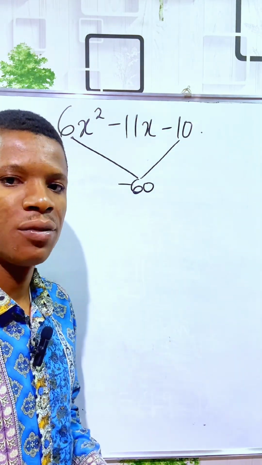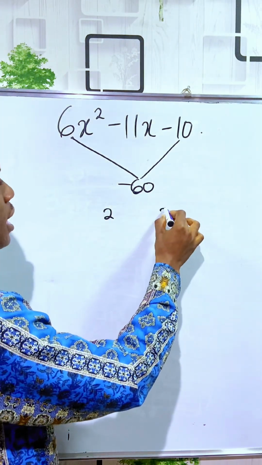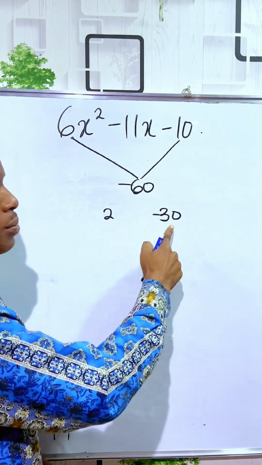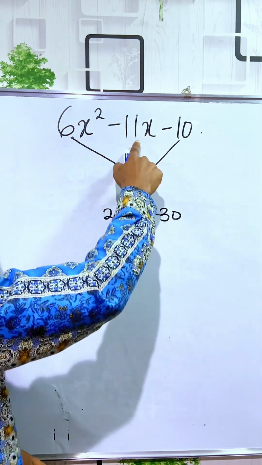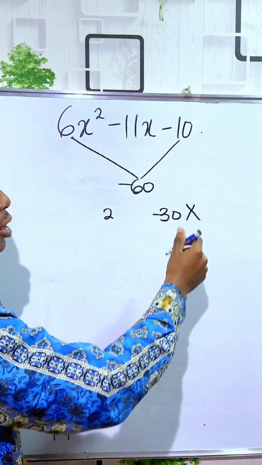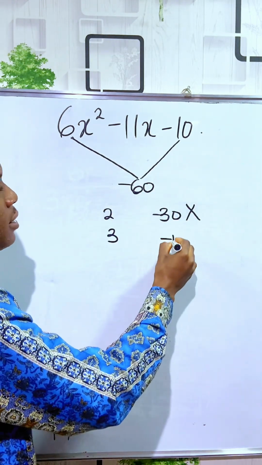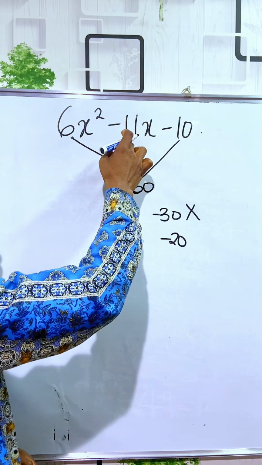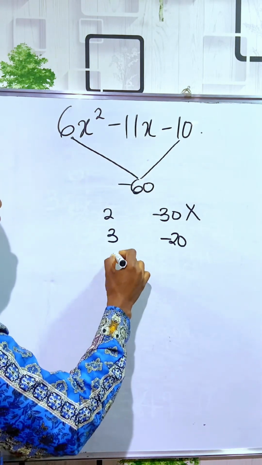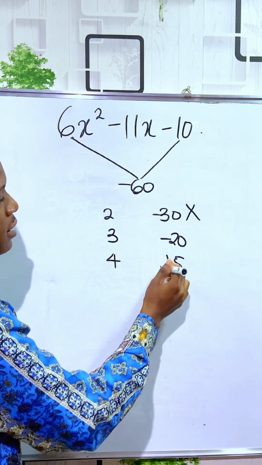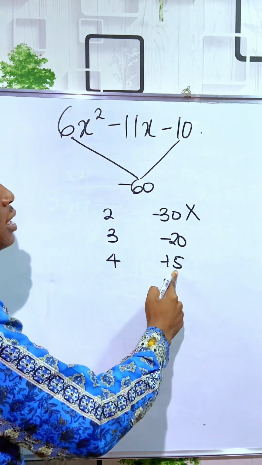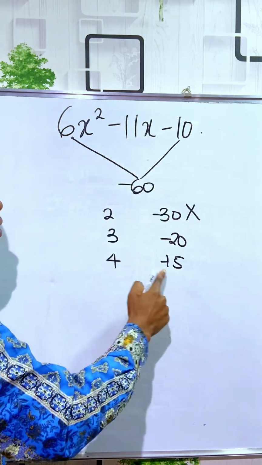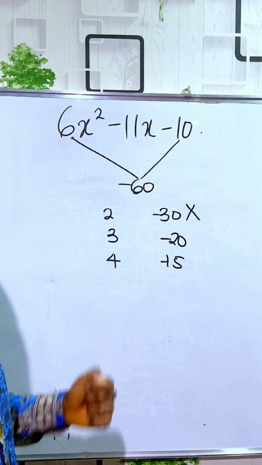Let me list out a few of the factors. You have 2 and 30, which multiply to give 60. 2 and minus 30 multiply to give minus 60, but the two of them don't sum to give minus 11, so we don't use it. You can see that 3 and minus 20 multiply to give minus 60, but don't add to give minus 11, so we leave it. But when you have 4 and minus 15, they multiply to give minus 60, and when you add them up, it gives minus 11.